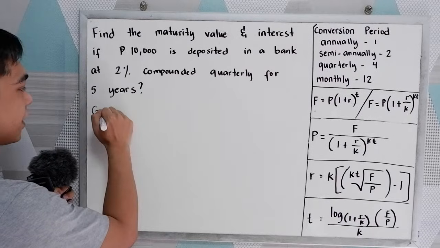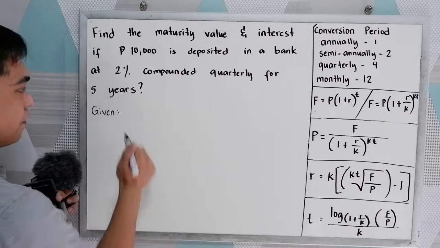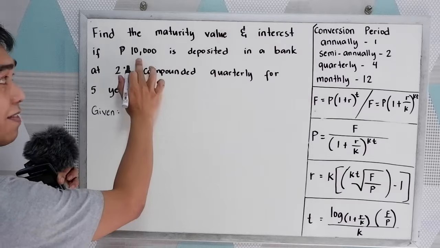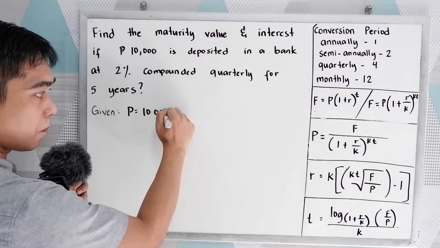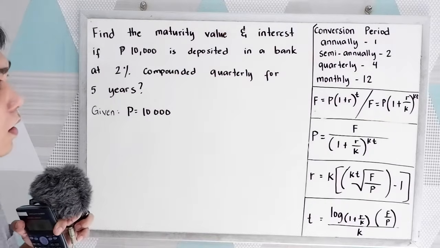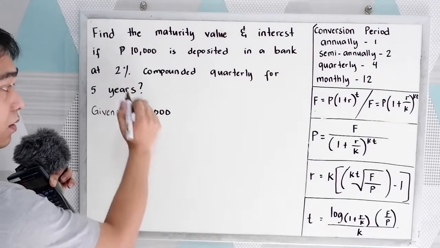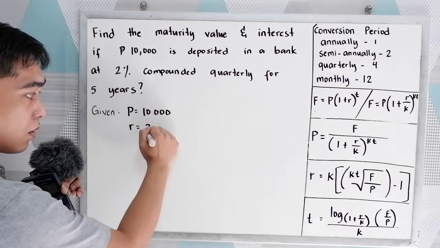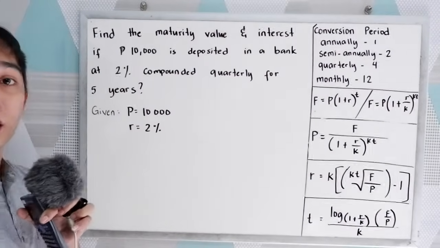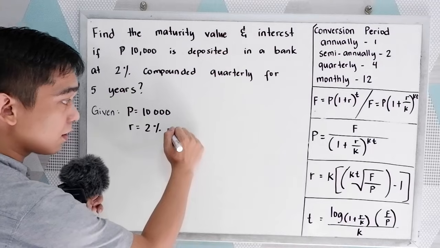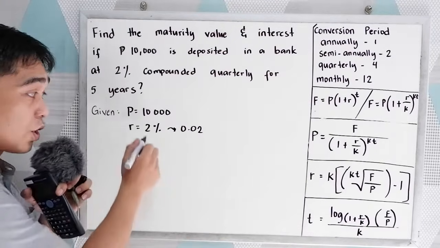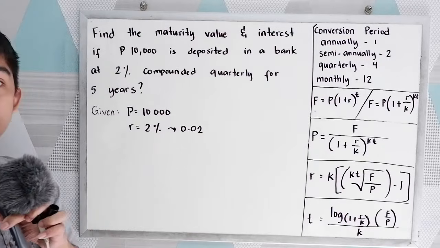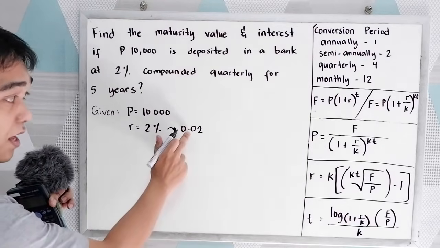So our given, we have 10,000 pesos, that is our principal. We have 2%, that is our rate. 2%, written as a decimal, is 0.02. Just move the decimal point twice to the left, then write the decimal point.